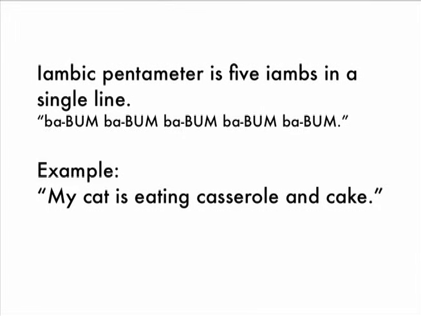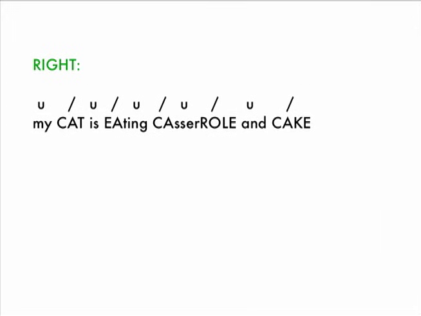For example, my cat is eating casserole and cake. These marks show the stressed and unstressed syllables. This U-shaped thing here is the unstressed syllable, and this slash is the stressed syllable. It's the heavier, stronger syllable. Now, whether you know it or not, spoken English has a rhythm built right into the language, and you have to train your ear to hear it. There's no other way. You can't Google it. You can't just count them like syllables. You have to train your ear to hear the rhythm in the language.